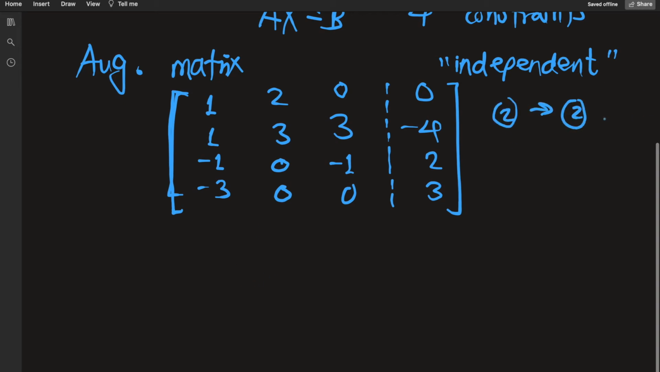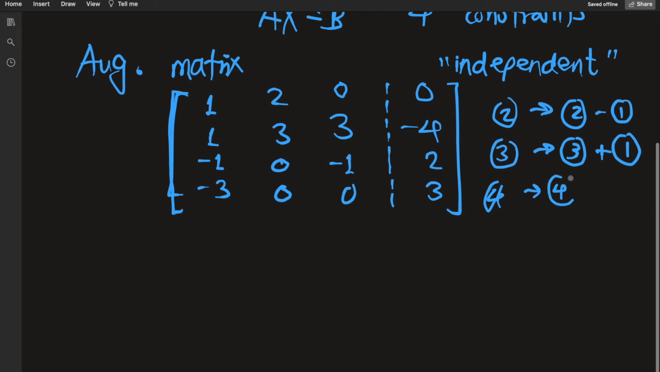Row 2 changes to row 2 minus row 1. Row 3 changes to row 3 plus row 1. Row 4 changes to row 4 plus 3 times row 1. We have 1 and 3 zeros.